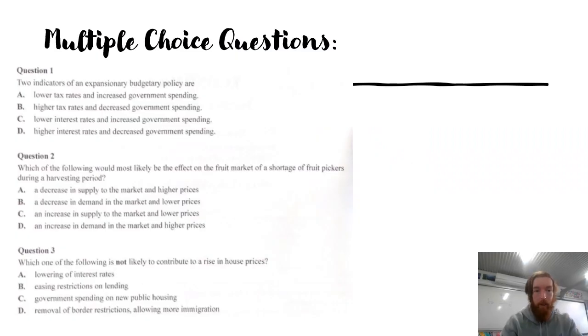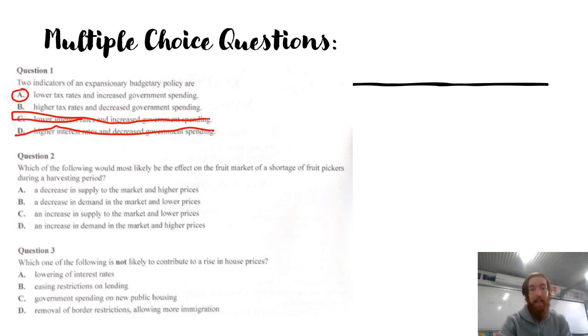So question one, two indicators of an expansionary budgetary policy. Well, straight away, we can rule out two answers here, because if they say interest rates, they are not the correct answer. So we can rule out C and D straight away. So in this expansionary policy, what are they doing? They want to stimulate the economy. Lower tax rates and increased government spending is the only way that can happen.